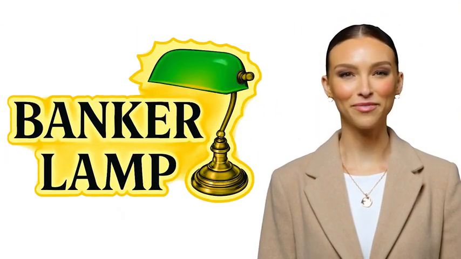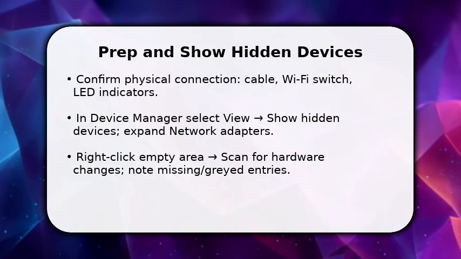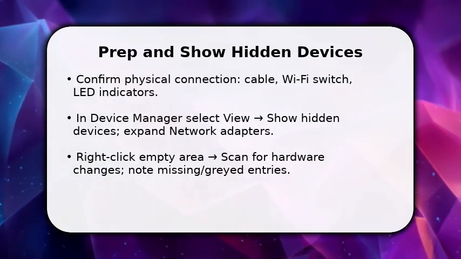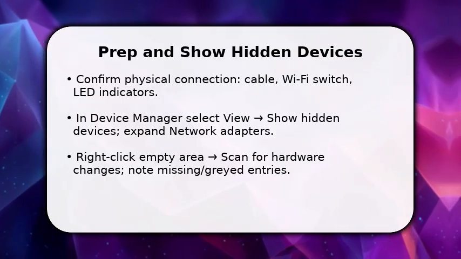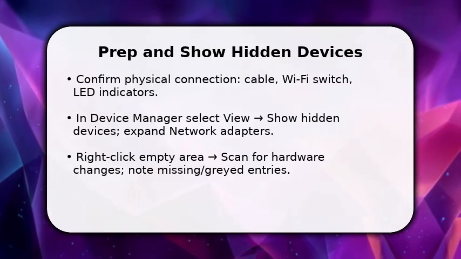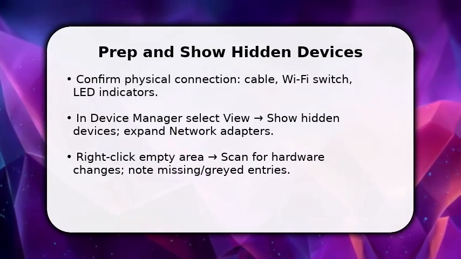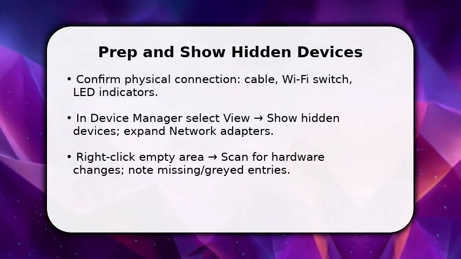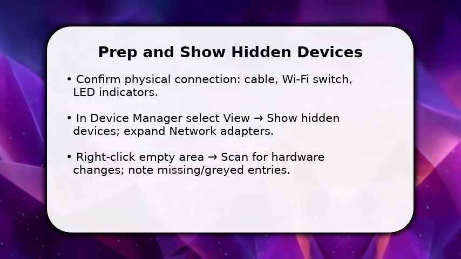Please enjoy the video. You start by confirming hardware, cables, Wi-Fi switch, and adapter LEDs so you aren't chasing software first. Once done, open Device Manager and choose View, then show hidden devices to reveal ghost entries. Next, expand network adapters and run scan for hardware changes. This forces Windows to rediscover present hardware.